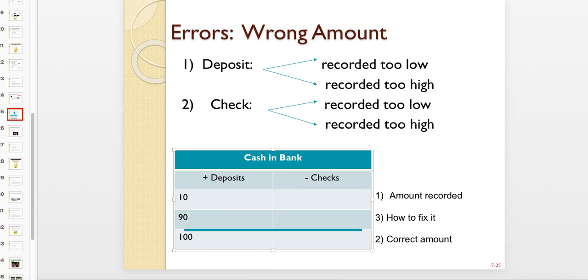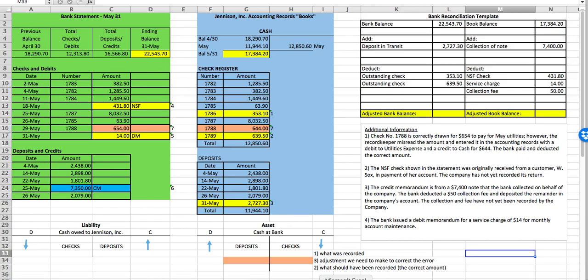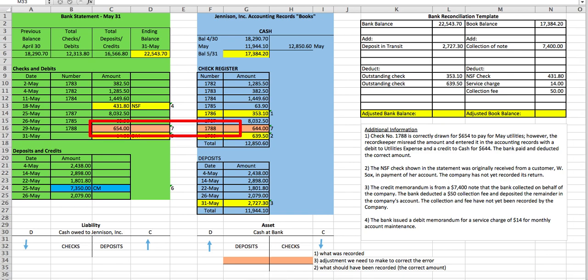check. So let's take a look at the example that we were doing earlier, and there was an error there, and the error in particular is here in the orange section. Okay, we see here that there was a $644 check recorded on the book side, but the bank recorded it as $654. So the same check number, 1788, but different amounts. So at this point, we don't know who was right or wrong. We don't know who made the error.